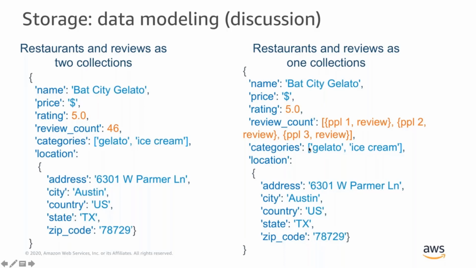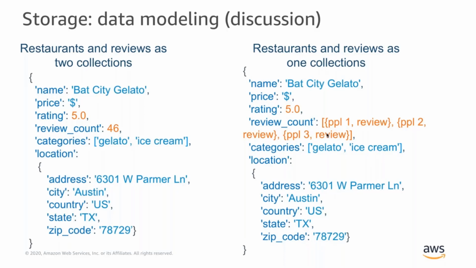Usually when you think about these things, categories are a bounded thing. Restaurants have a limited amount of categories. When you start to get into things that have an unbounded number of items, such as a review, that could go to, maybe this becomes the most popular restaurant in Austin, and now that's 10,000 reviews. You don't want to store that all in one document. This is where you want to normalize that a little bit and store it in its own document.